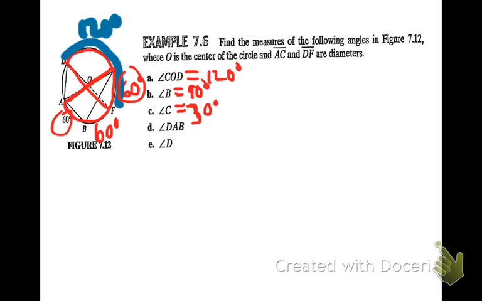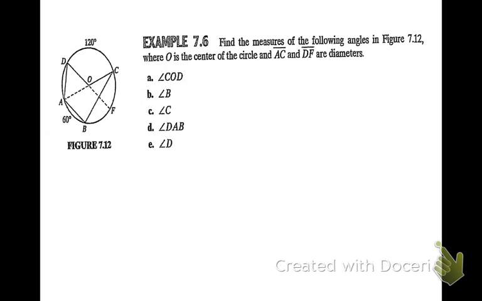Okay? So then we've got everything we need to find. Let me clear this out and make it more clear. So we were doing angle DAB, right? Which is this arc. And we determined that this was 60 and this was 60, right? So what's angle DAB going to be?